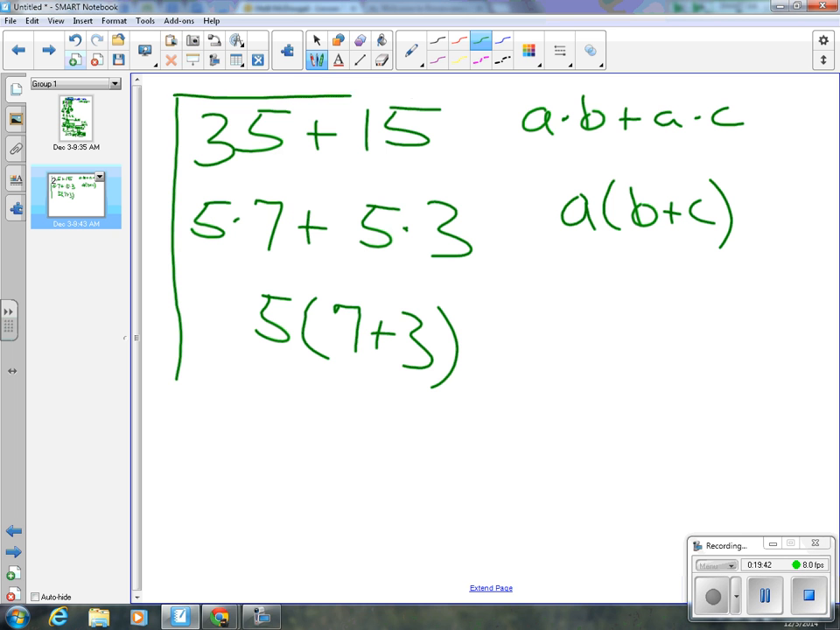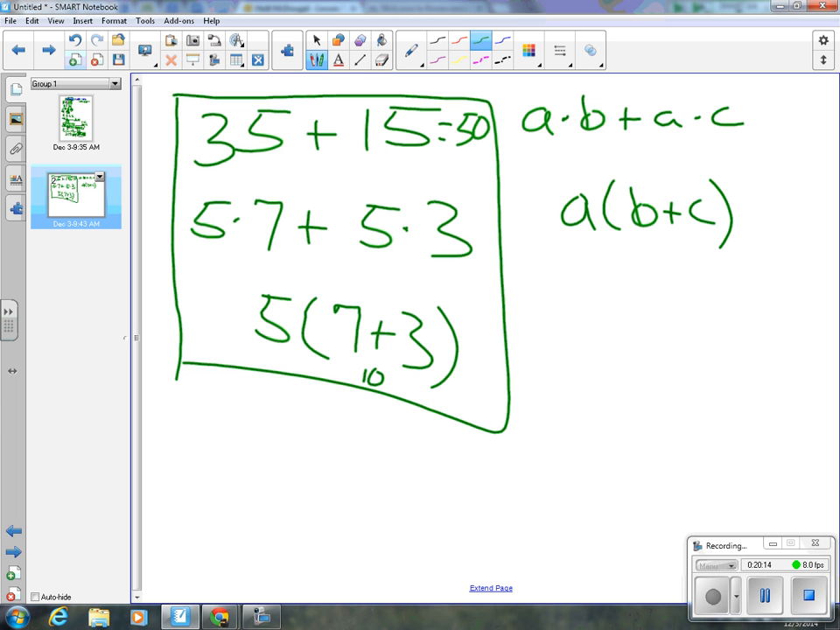If you can show that much work, that's all you need to do. I'm okay with that, once you're not being asked to solve. If you want to check your work, that's fine. What is 35 plus 15? 50. Okay, that's right. That's a good way to check it. Then I'd follow the order of operations. What's 7 plus 3? 10. So if that's 10, what's 10 times 5? 50. If those two numbers match, you know that you're right. Okay?